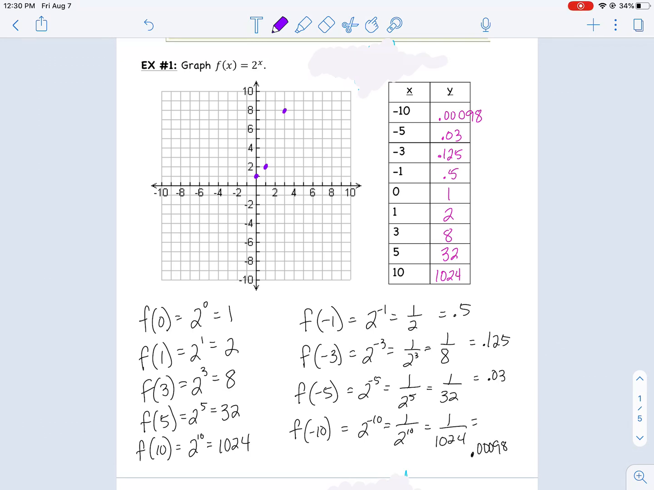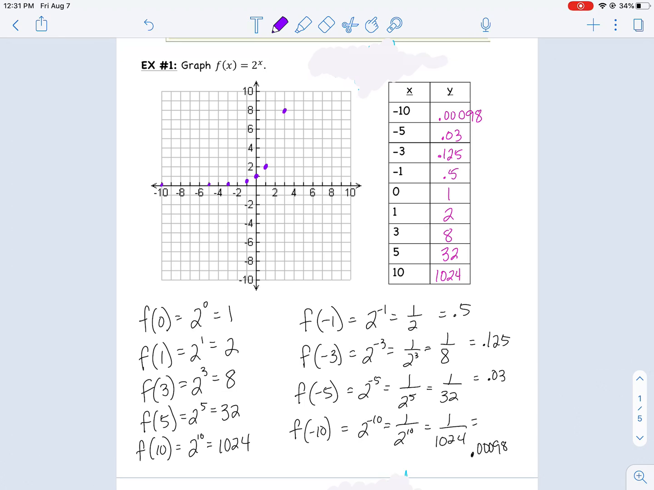Now let's look on the other side. If I have (-1, 0.5), that's -1 and about a half, right? Then I have (-3, 0.125), just a little bit over 0. Then I have (-5, 0.03), that's really close to 0. And then I have (-10, 0.00098), that's really close to 0.